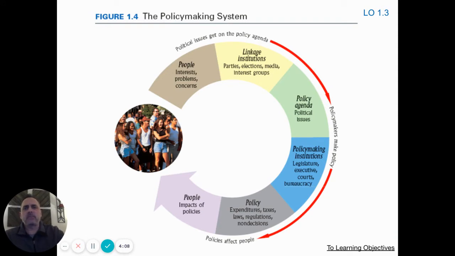So the people see there's a problem, they see there's a concern, they have an issue with this. And so what they need to do is convince the policymakers to create new policy that will fix this problem. And they have to be connected to those policymakers. So they're going to do that by basically having some kind of linkage institution, some type of item that's going to link the people to the policymakers.